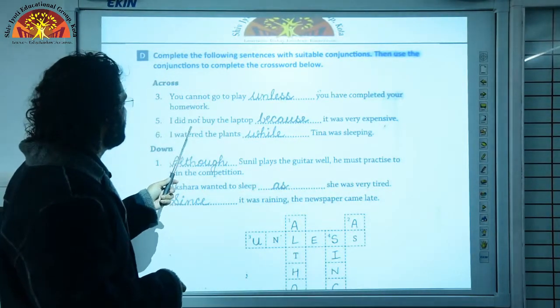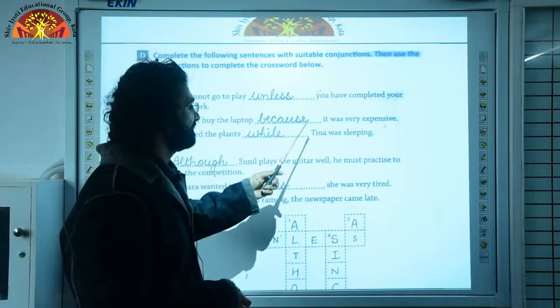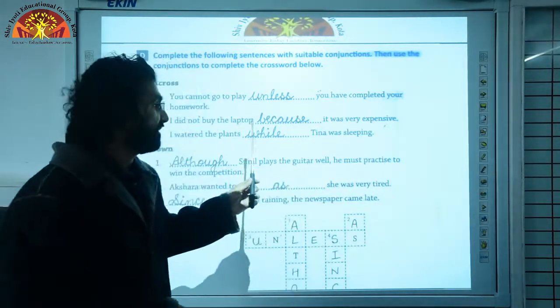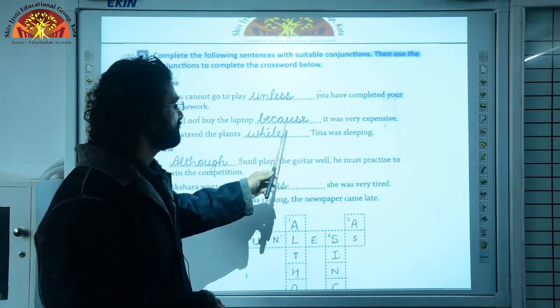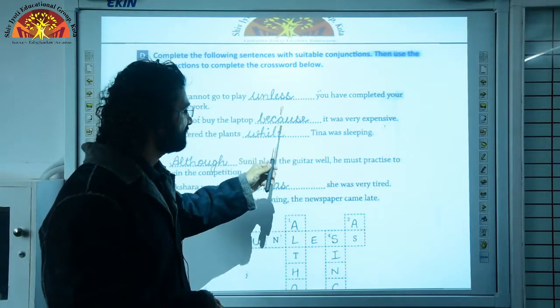I did not buy the laptop because it was very expensive. Because it was very expensive. Because is the conjunction, the most suitable, the most relevant here. So we have used it here.